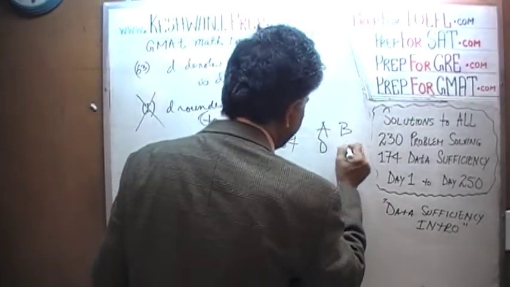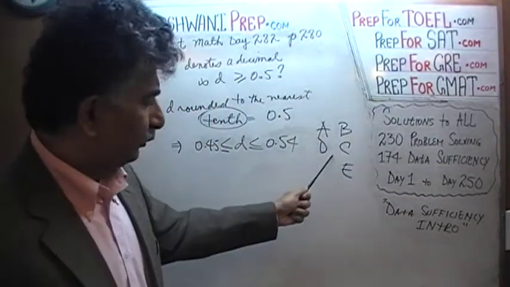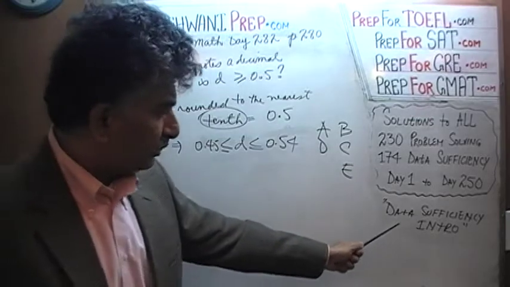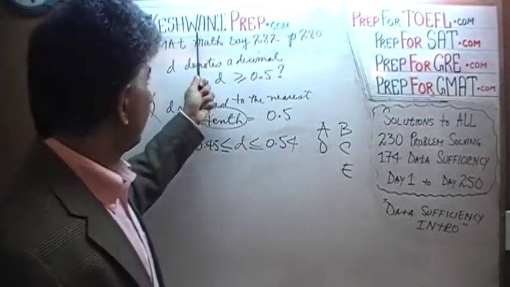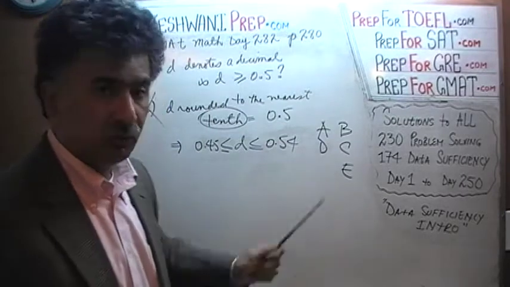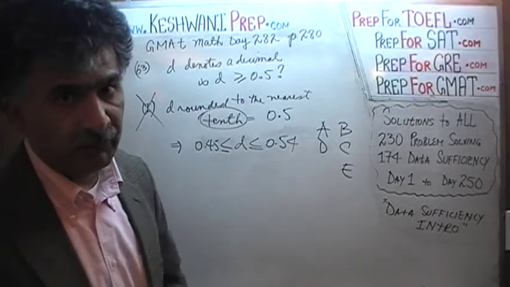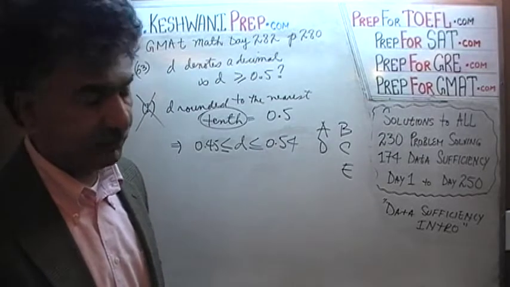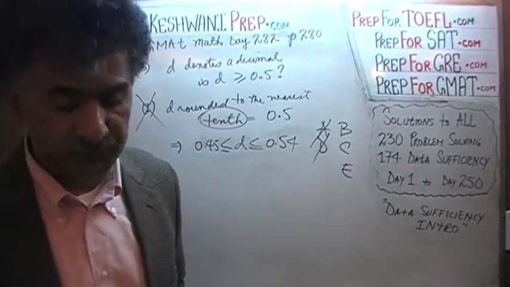AD, BCE. AD, BCE. Now if you do not know what I just did here, it's important that you watch this video. Just type in data sufficiency intro along with my name and watch that video and you will understand how to tackle these problems. We just found out that the first statement by itself is not sufficient. That tells us that the answer cannot be A or D. The answer would have to be B, C or E.